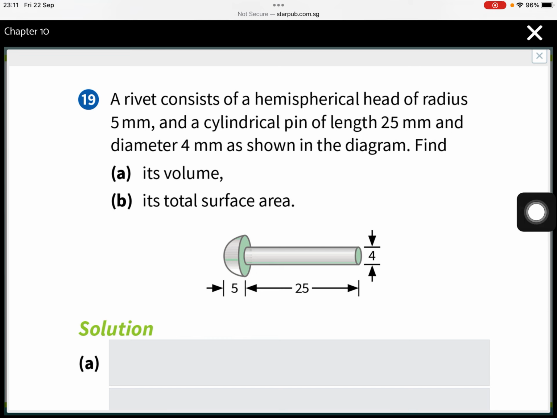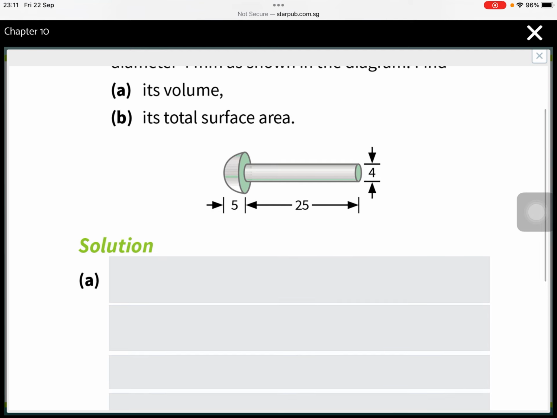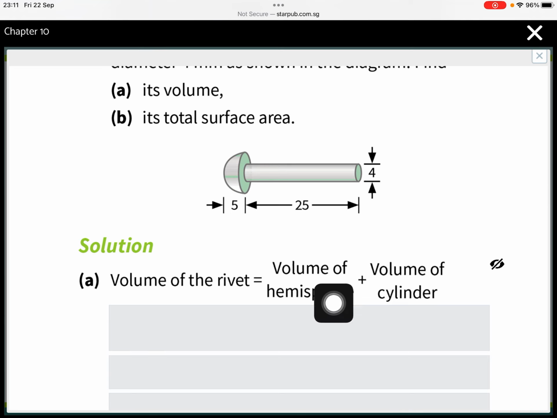So usually volume is the easier one, okay, you just need to add them together. But surface area will be the slightly harder one because you need to account, okay, for quite a few surfaces. Okay, so let's start with volume. So I have a hemisphere and a cylinder. So the volume will just be the volume of hemisphere plus the volume of cylinder.